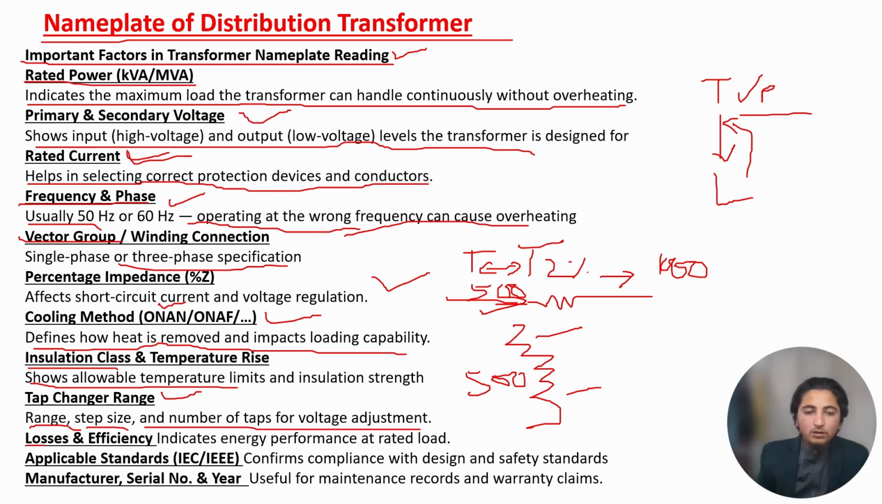And the next important one is losses and efficiency, which indicate energy performance at rated load. And the next one is applicable standard, which confirms compliance with design and safety standards. It is very important because it gives us the safety standard of our devices and of our transformer. The next one is manufacturer, serial number and year, useful for maintenance, records and warranty claims. So these are the important factors on the basis of which we choose the transformer.